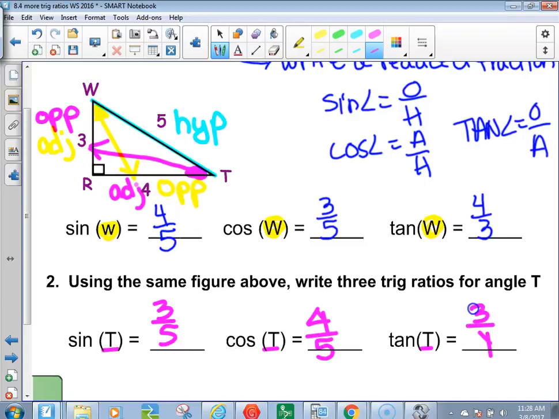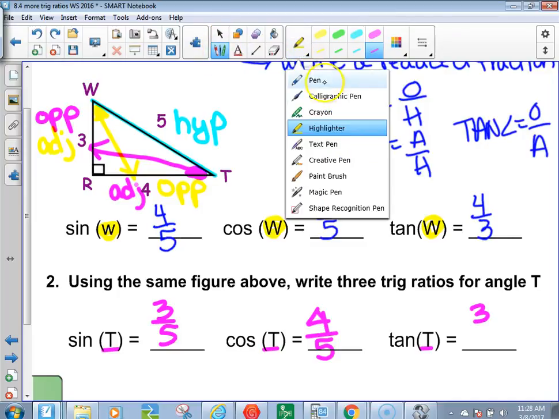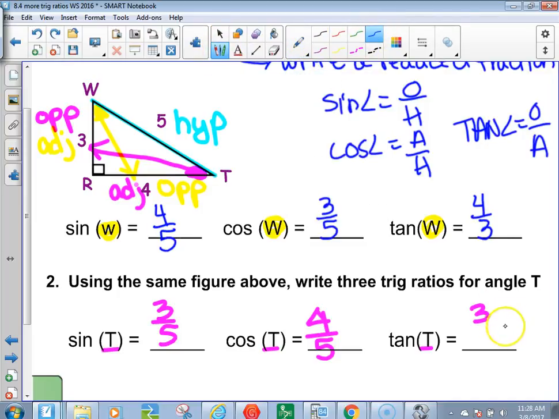Do you notice something about the relationship from these above? Okay, you see how the tangent of W and the tangent of T are reciprocals? Okay, the cosine of W is equal to the sine of T, and the sine of W equals the cosine of T. Just flopped around. So you have to have them in the right order.